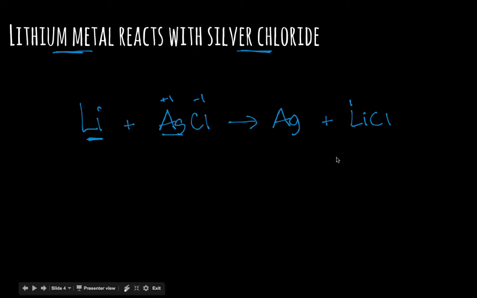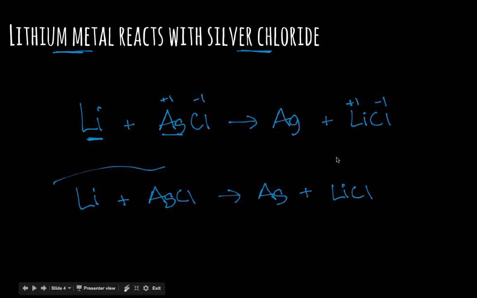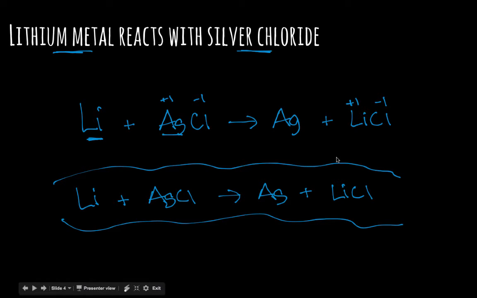Just like we said before, we're going to redo the charges. So +1, -1. So for those, crisscross and they would cancel out. So I have lithium plus silver chloride gives me silver plus lithium chloride. Okay, last step would be to balance it. And if you look at this one, it's already balanced. So that would be your complete final equation.